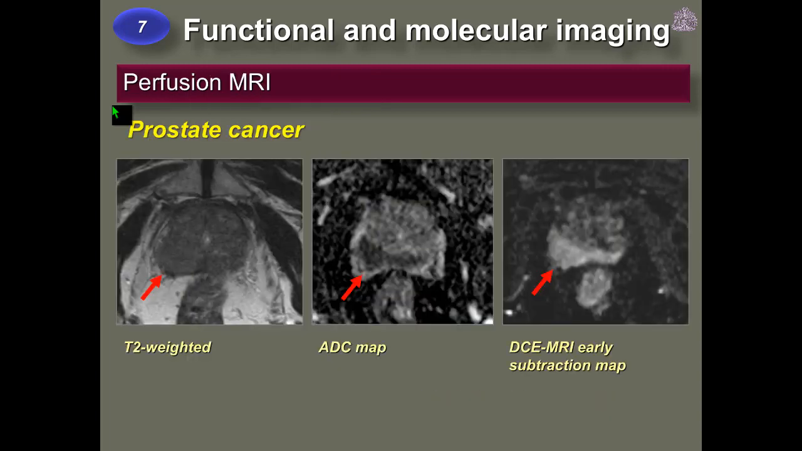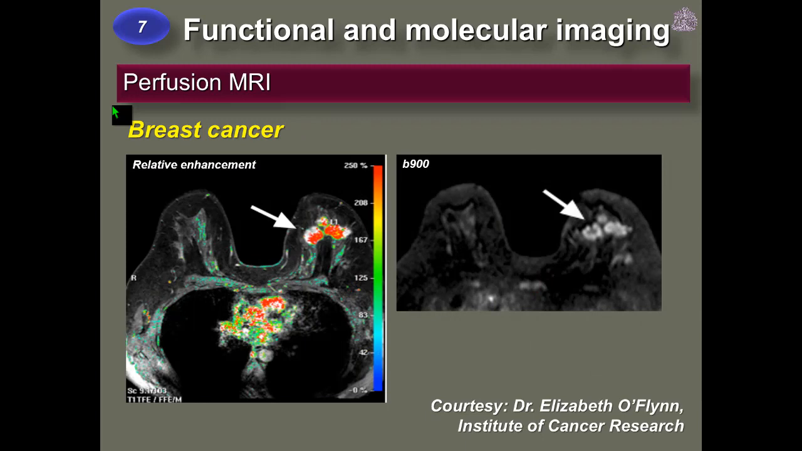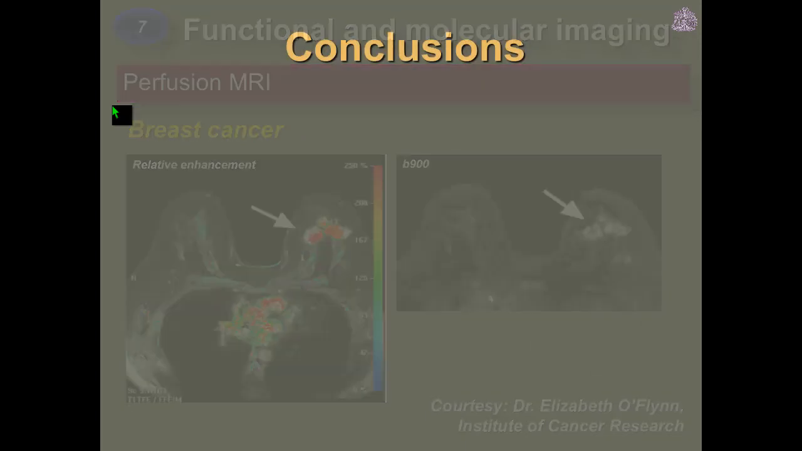Perfusion imaging, yes, you can use perfusion imaging sometimes to help you distinguish residual disease, as tumor tends to have very, very high perfusion compared with normal tissue. And this is just two examples from the prostate and the breast.